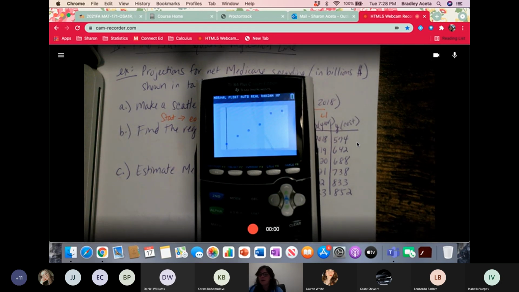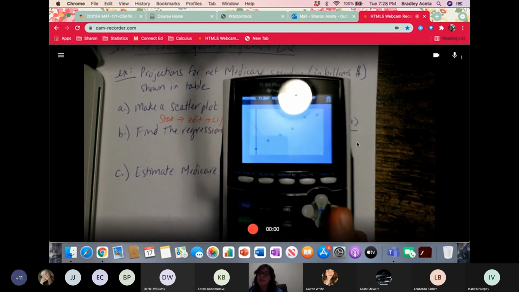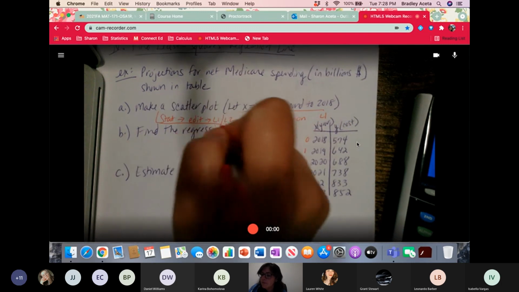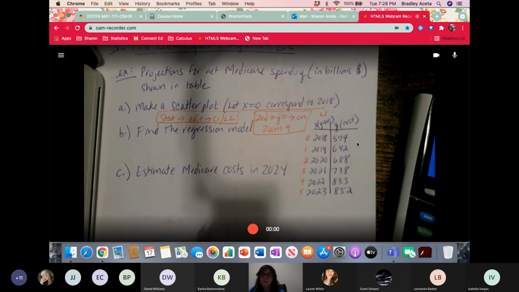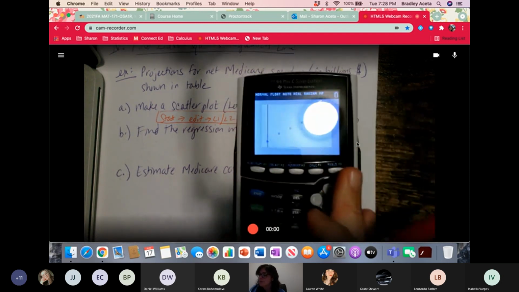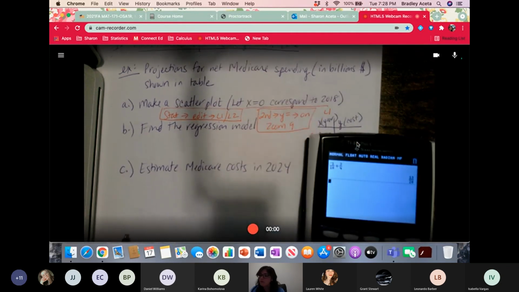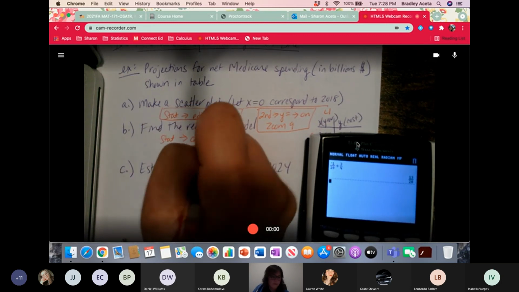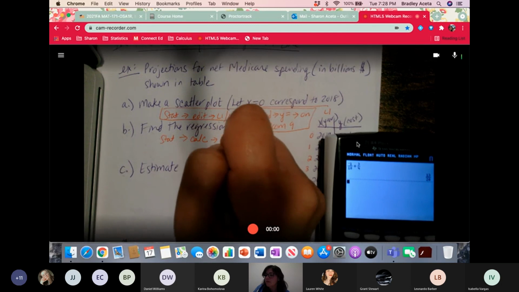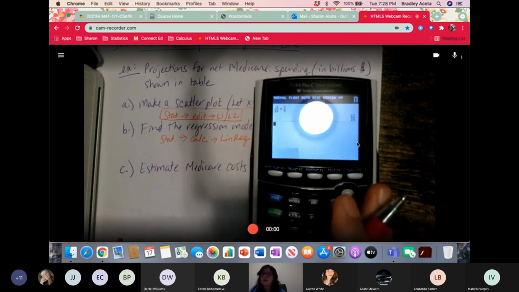Now, part B says find the regression model. Again, the calculator will do all the work once you put the data in. If you can follow putting the data in correctly, then you'll be fine. So finding the regression model, I'm going to quit. I'm going to go back to home. Okay. And you're going to type in the following things. You're going to go to stat, calc, and there's this beautiful thing called lin reg. And I'll show it to you on my calculator as we do it.